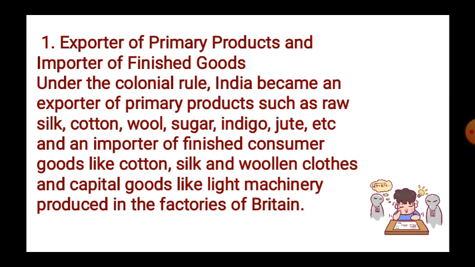Following were the reasons behind the poor growth of foreign trade of India on the eve of independence. First one, export of primary products and import of finished goods. Under the colonial rule, India became an exporter of primary goods like raw silk, cotton, wool, sugar, indigo, jute, etc., and an importer of finished consumer goods from Britain like cotton, silk, woolen clothes, and capital goods like light machinery produced in the factories of Britain.